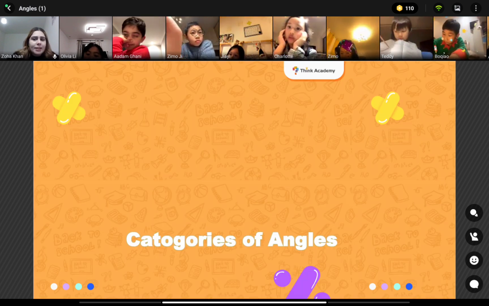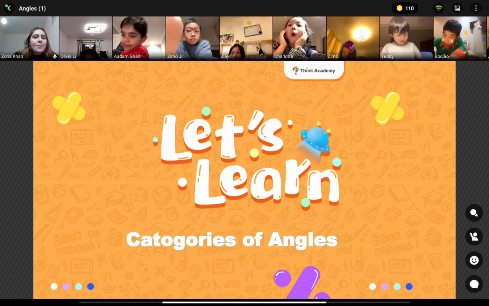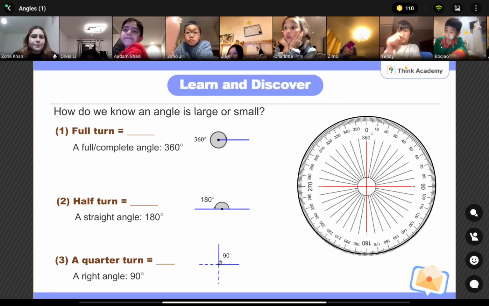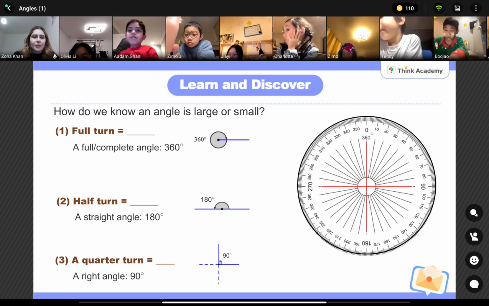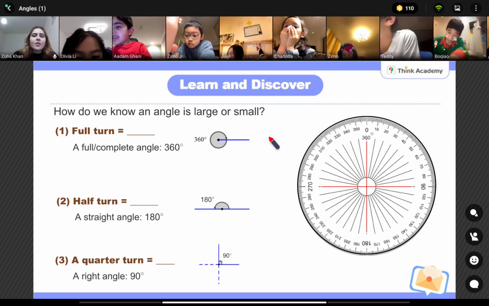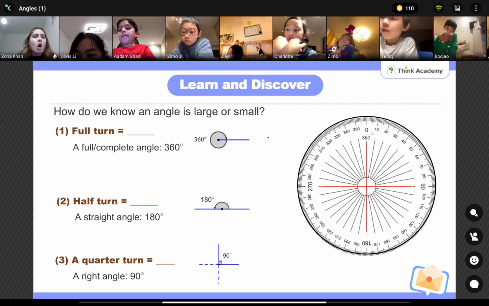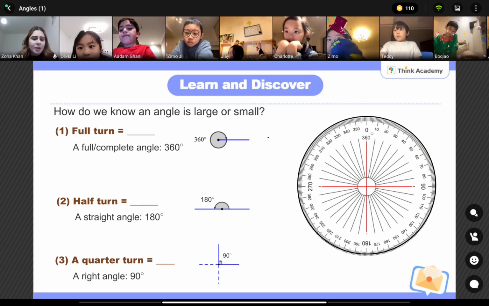All right. So now that we've looked at how to name angles, everyone, we're going to look at what are the different types of angles. So let's have a look. All right, over here, I've got a protractor, but you can kind of think of this as a clock. Okay, think of this as a clock.